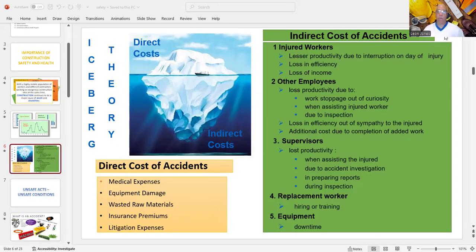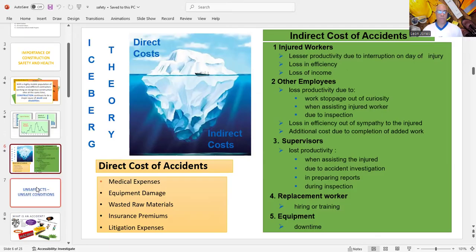Supervisors lose productivity when assisting the injured. They're going to lose productivity due to accident investigation. They have to prepare reports and they have to do inspections as well. Then you have to have replacement workers, so you have to hire and train that worker. And then when it comes to equipment, you're going to have downtime. And this also affects the schedule of trying to get the project completed on time and under budget.